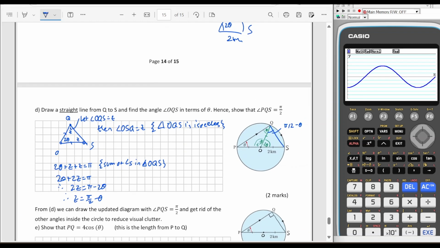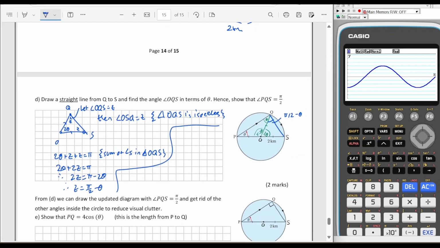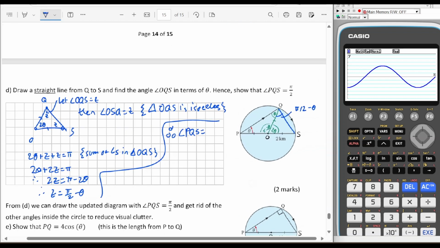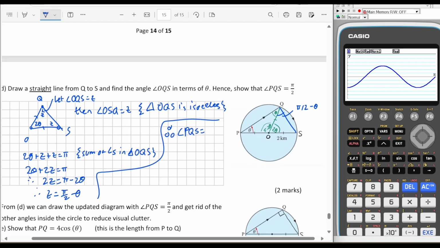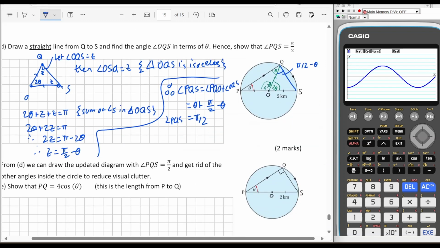And what are we trying to do? Show that PQS is pi over 2. Therefore, angle PQS has to be two angles added together. So PQO plus OQS. So this is theta plus pi over 2 take theta, which is pi over 2. Or in other words, that's 90 degrees. So what we've learned is that that angle up there is 90 degrees now. Okay.